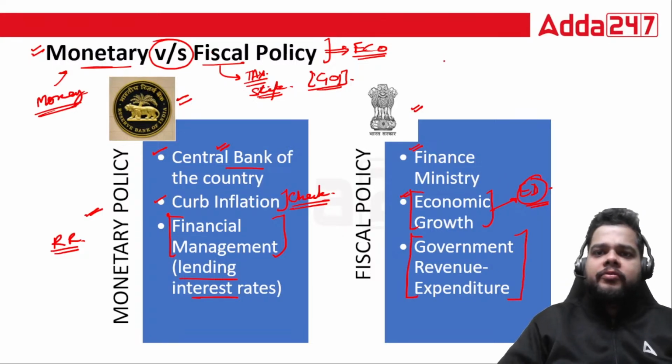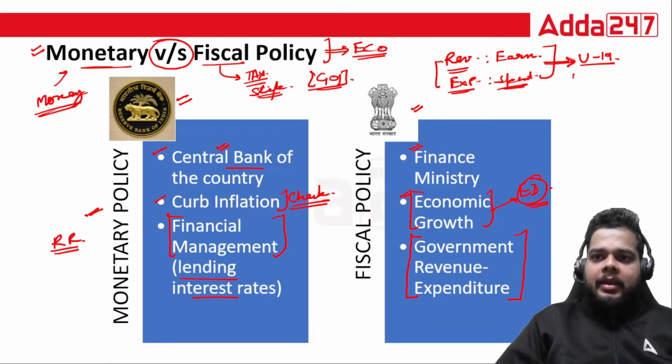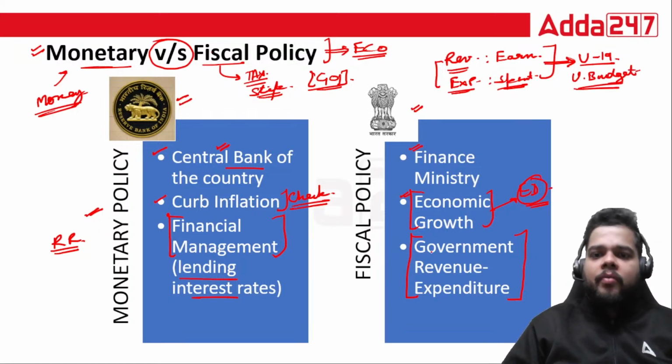The calculation of the revenue of a government is simply the earning of a government, and the expenditure is what all is being spent by a particular nation. We will be looking into unit number 19, where you will find that this revenue and expenditure study is ultimately done using the Union Budget. So that is how we define the implementational point of the fiscal policy as the Union Budget.